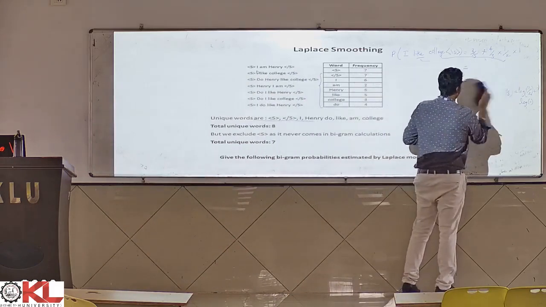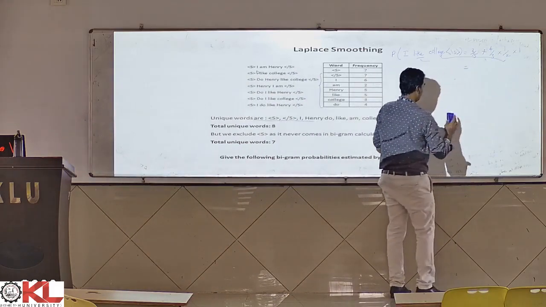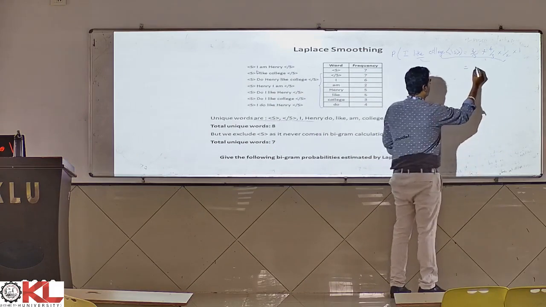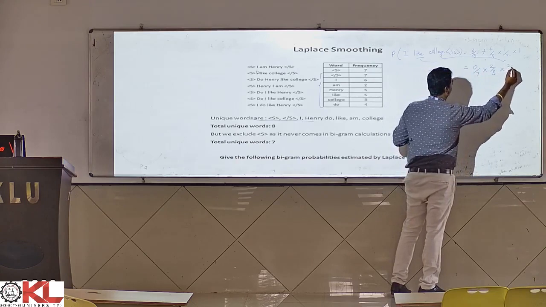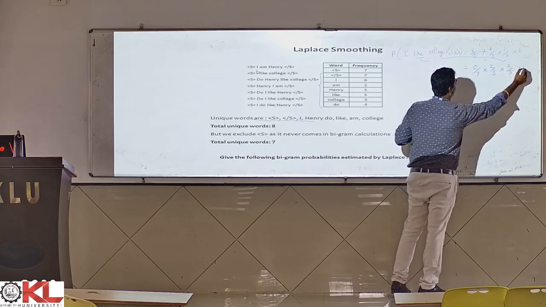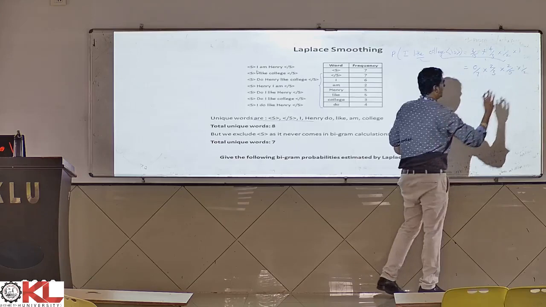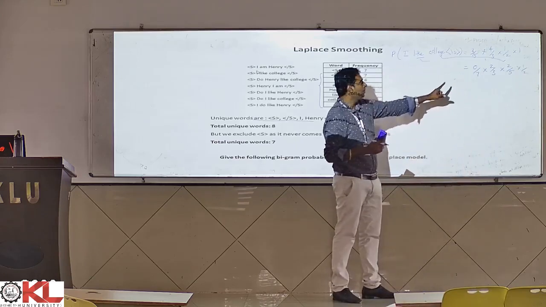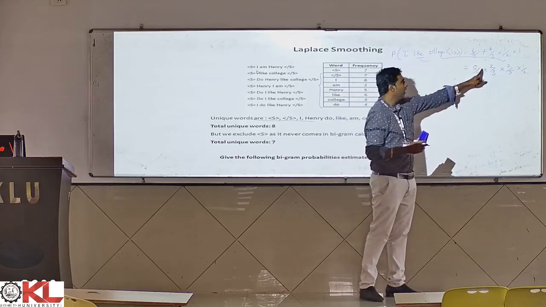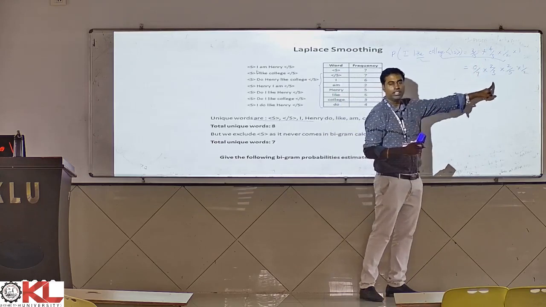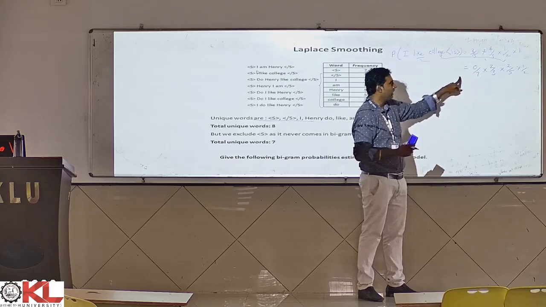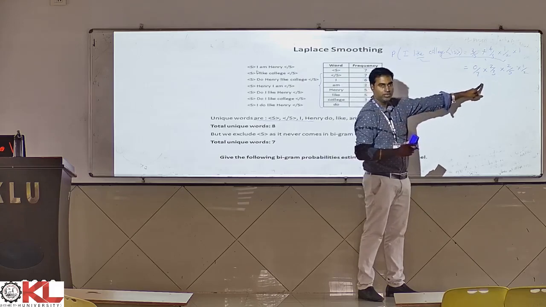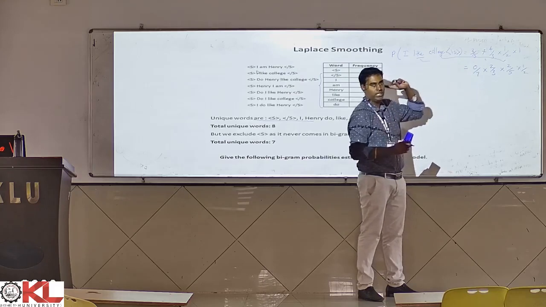So here 0/7, 2/3, some 2/5 into 1/2, like that. So 4 probabilities are there, because of one value the entire result will become 0. This is called zero occurrence. Now I am going to solve this kind of problem using Laplace smoothing.